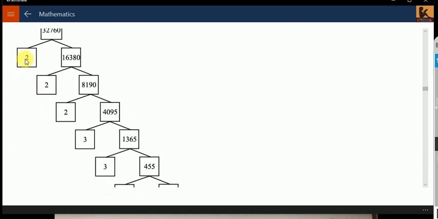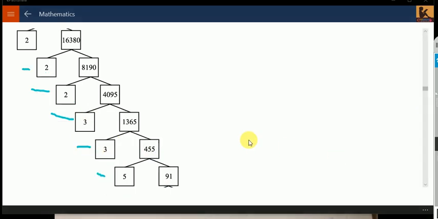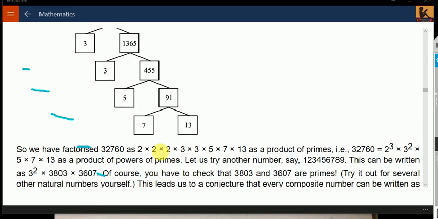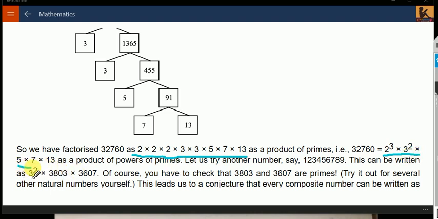The list of prime factors will be 2, 2, 2, 3, 3, and further 5, 7 and 13. These are all prime numbers. If I want to write them out, I can write 2 into 2 into 2 into 3 into 3 into 5 into 7 into 13. These are actually the product of primes. So any number can be written in this form, and when we compile them, we can write it as 2 raised to power 3, 3 raised to power 2 into 5 into 7 into 13.